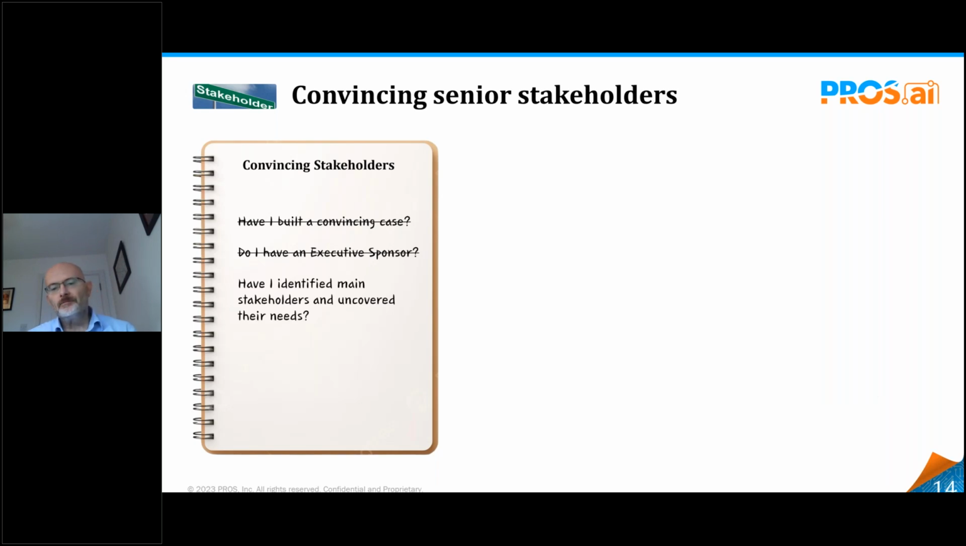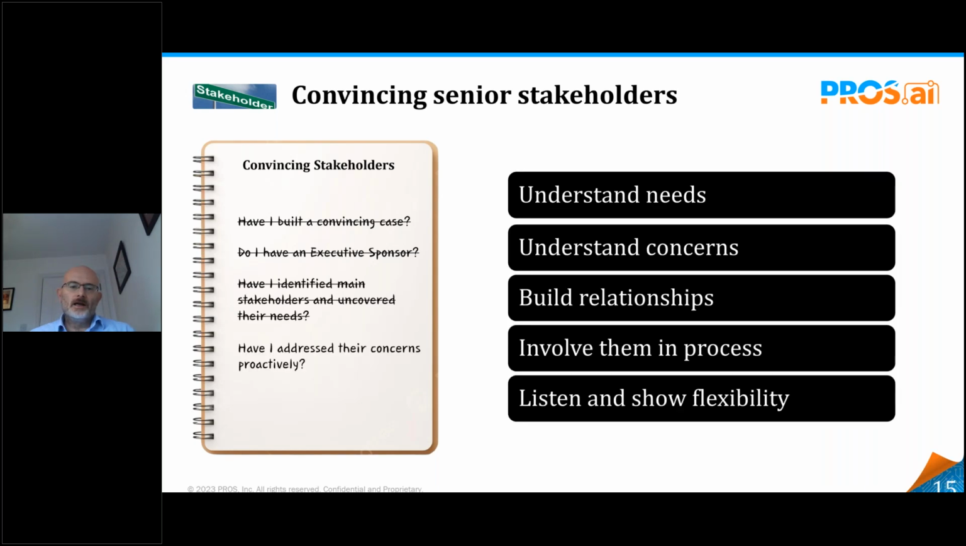And then, as part of any good change management plan, we obviously need to identify the main stakeholders that are going to be impacted by our project and uncover their needs. We need to understand their needs. We need to understand their concerns. We need to build relationships with the senior stakeholders. We need to, where appropriate, involve them in the process. And we need to make sure that we employ our listening skills to truly understand their concerns, and then show the flexibility to address those concerns where they're valid.